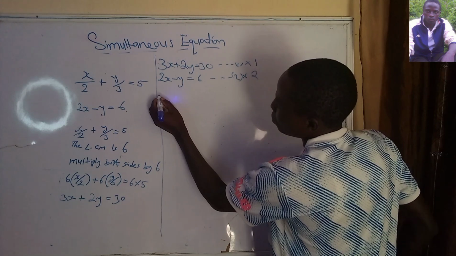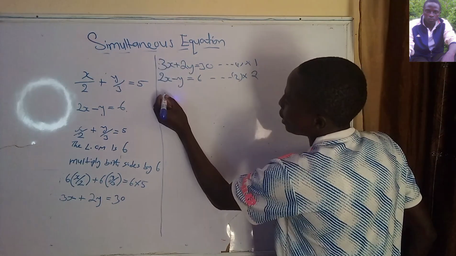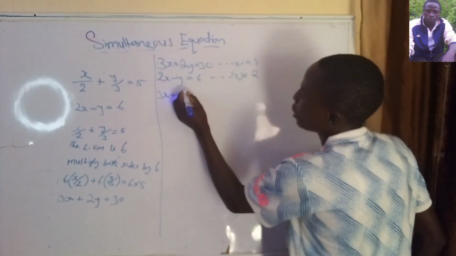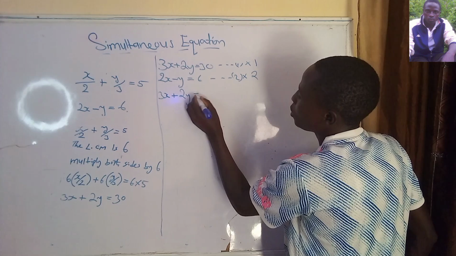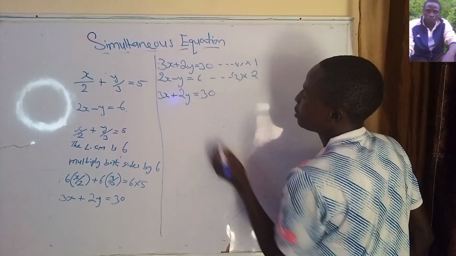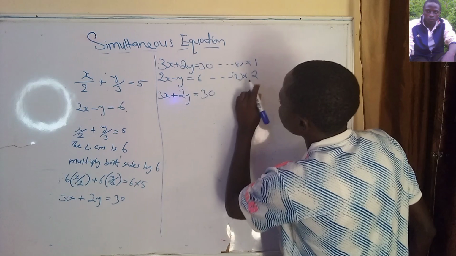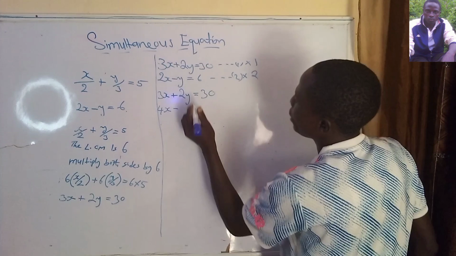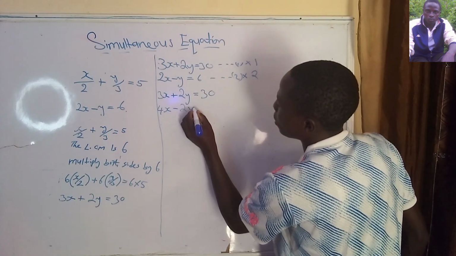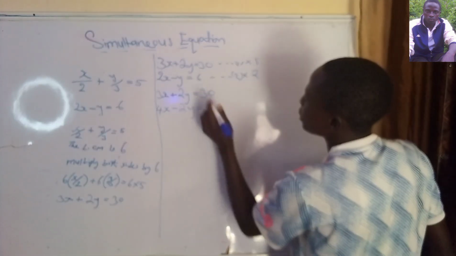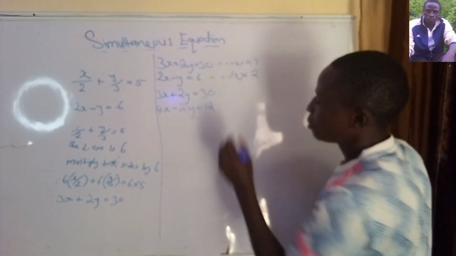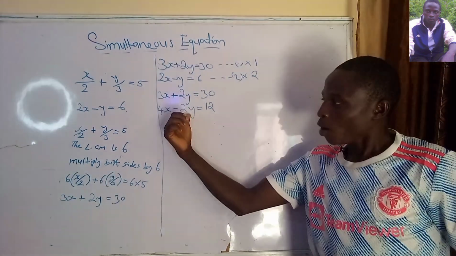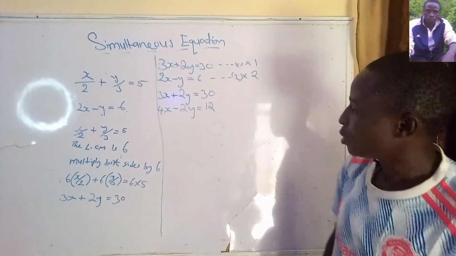So now let's go. 1 times 3x is 3x plus 2y times 1 is 2y is equals to 30 times 1 is still 30. For equation 2, 2 times 2x is 4x minus 2 times y is 2y is equals to 2 times 6, we have 12. You can see I have 2y and I also have another 2y in the second equation.